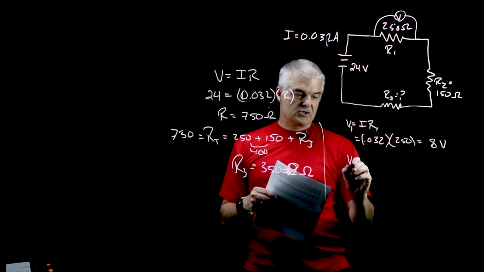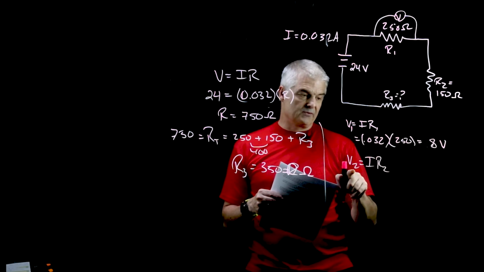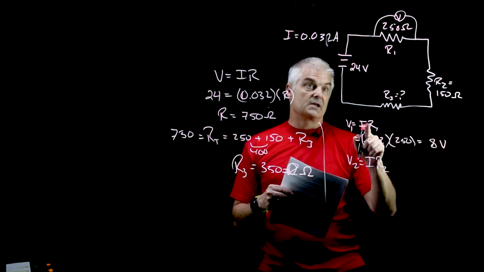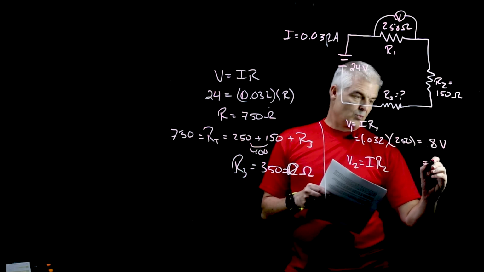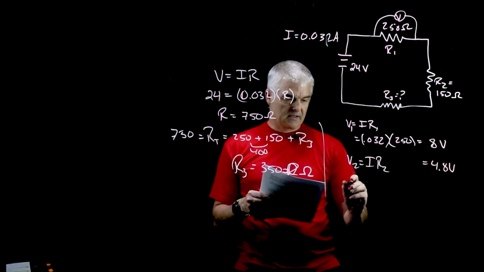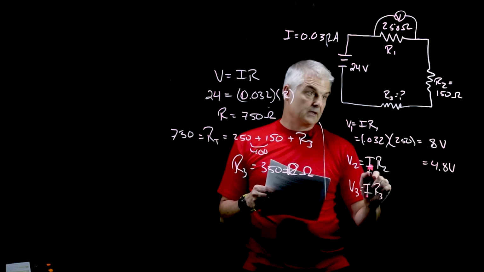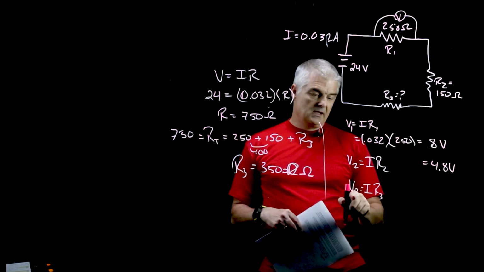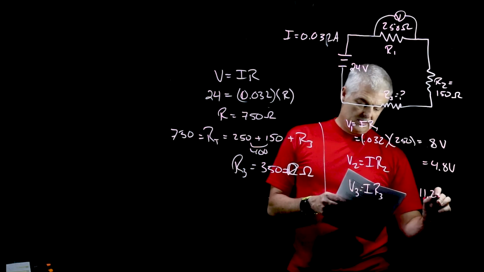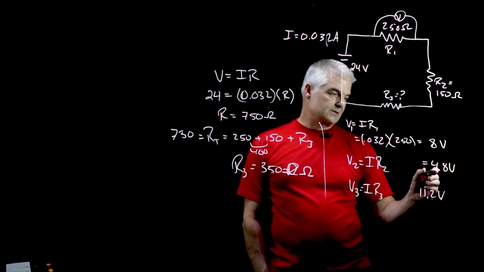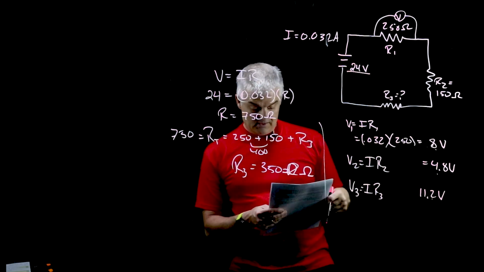All right, for V2, that's going to be I times R2. You might notice the current stays constant, but the voltage doesn't. And you just take 0.032 now times 150, and there you get 4.8 volts. You're going to notice a pattern here in just a second. V3 would be equal to I times R3, and R3 we now know to be 350, and I is 0.032, and you end up with 11.2 volts. Now if you add these numbers up, guess what you get? 24 volts. So that's how you do an example like this, a series cell.